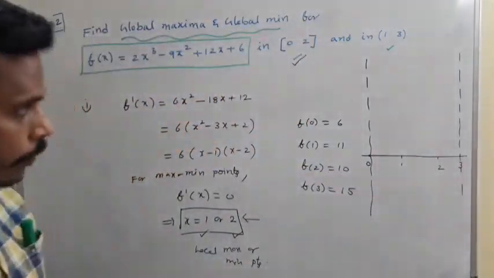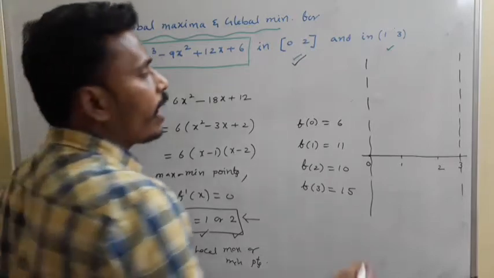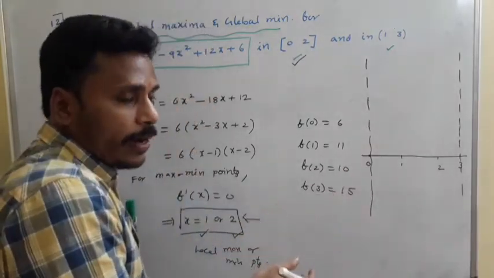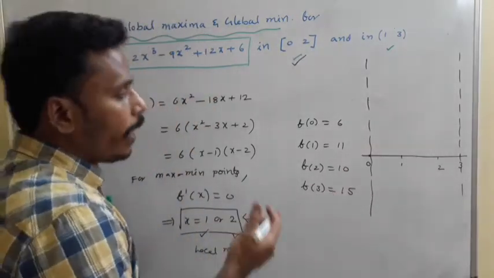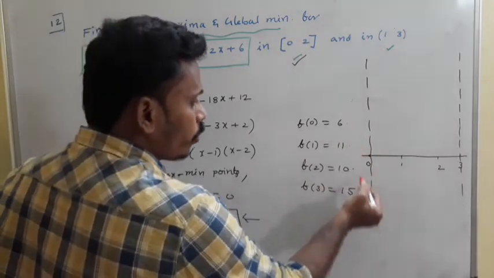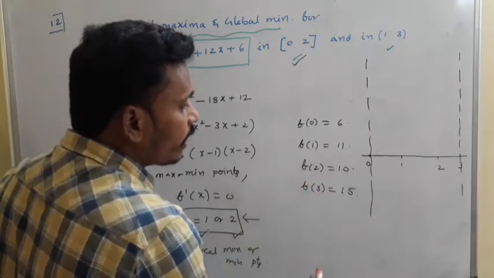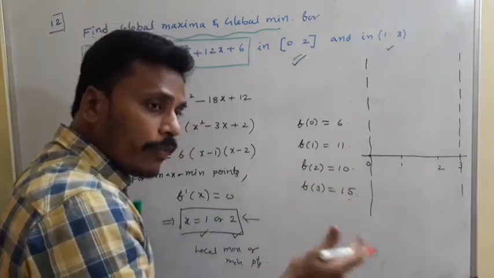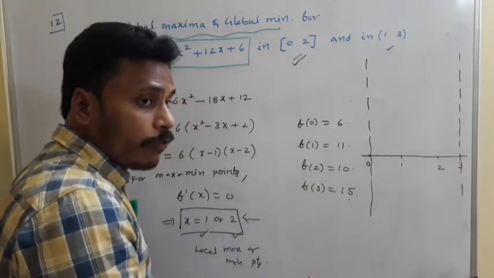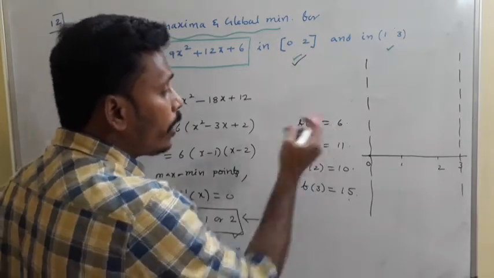Right? At 0, the functional value is 6. Actually, the graph is not required, okay? But to solve the problem, to mention maximum and minimum, we need to compare these values. If you compare these values, we will say that the maximum is 15. So we may treat that global maximum as 15, and we may treat that global minimum as 6.